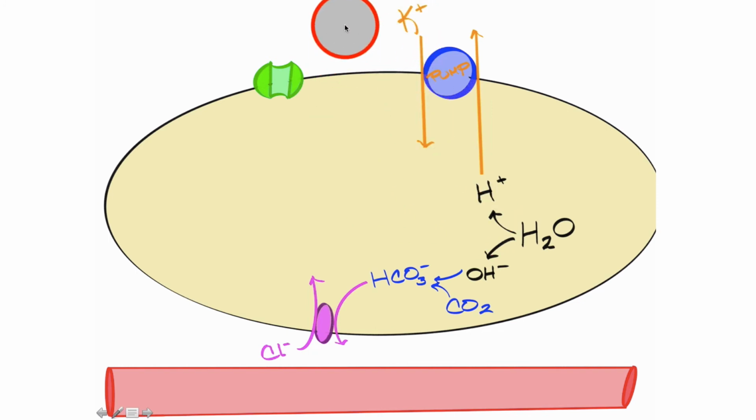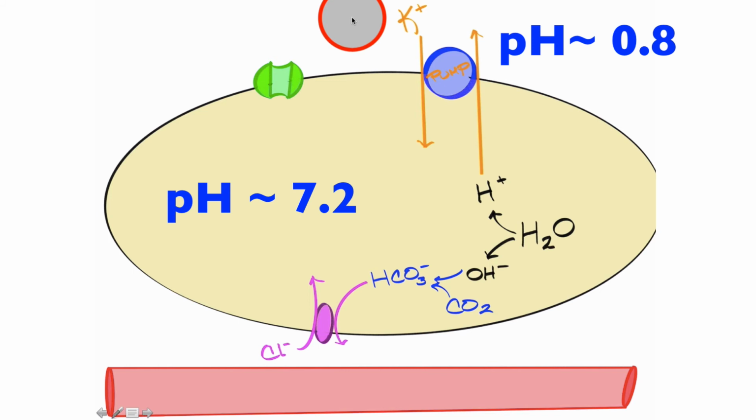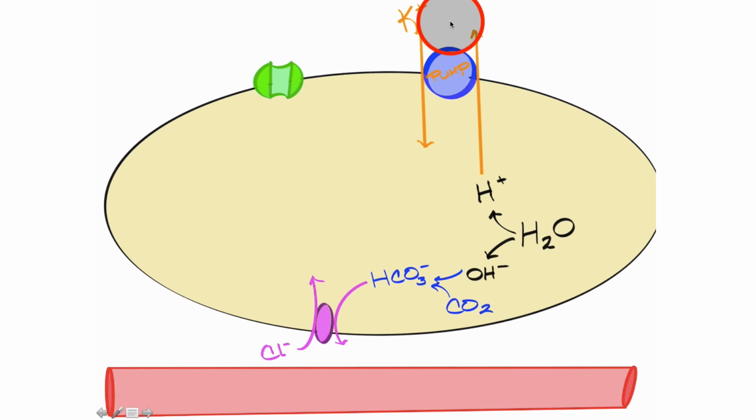The lumen of the stomach can be as low as a pH of 0.8, and the pH within the parietal cell is about 7.2. So it's much, much more acidic in the lumen, which means the hydrogen ion is moving against its gradient, moving into the lumen. It's actually moving against a very significant gradient, hence the reason we need energy in the form of ATP to pump hydrogen across the apical surface of the parietal cell into the lumen.